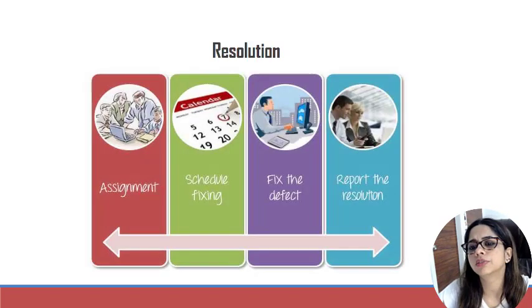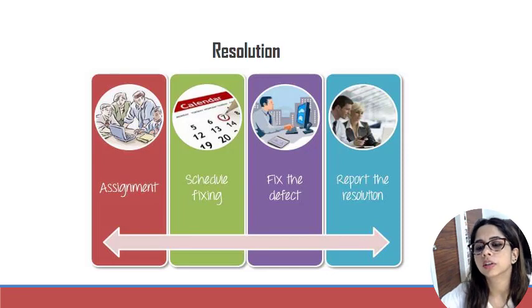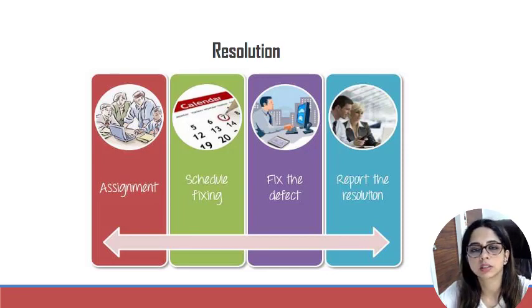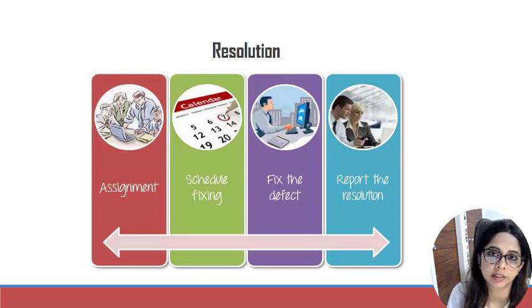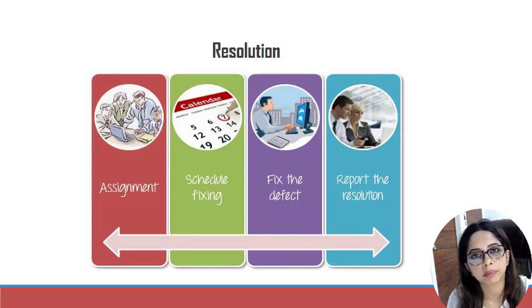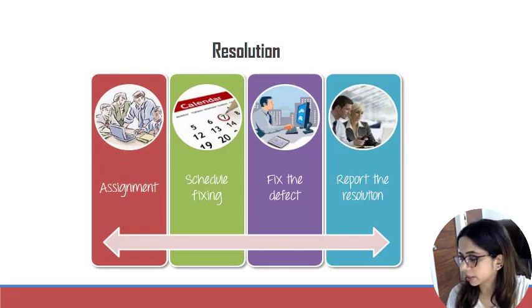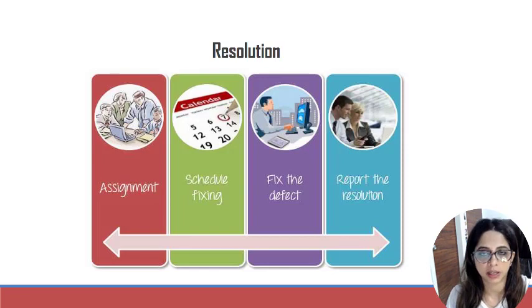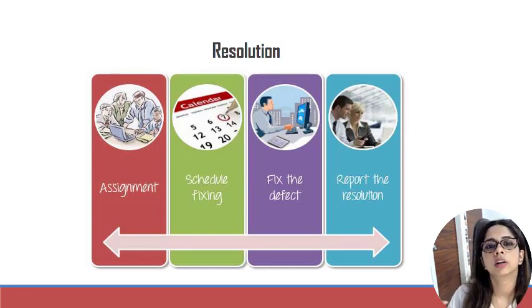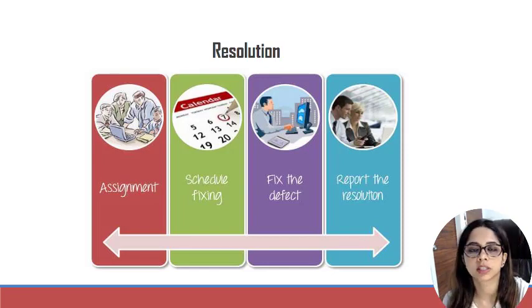So resolution is the next phase of the defect management cycle. What happens in the resolution? First, it's assigned to the concerned developer. If you have raised the defect, you must be knowing the section for which you are raising the defect. So if it's the payment section, it goes to the person in the development team who is working on the payment module. If at all you are not aware, you will be marking the defect to the manager, and this manager will assign it to the concerned developer.